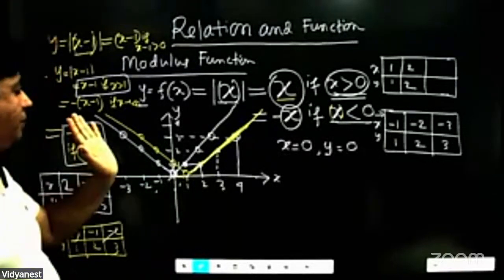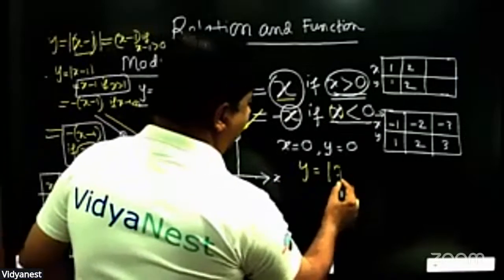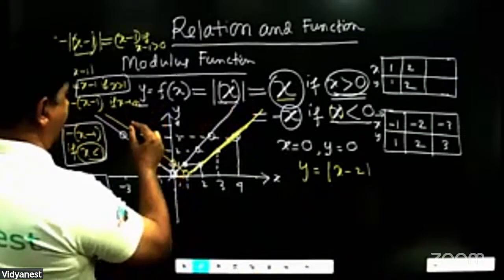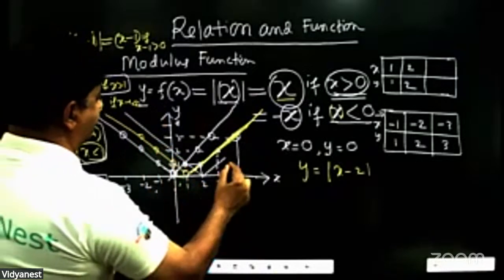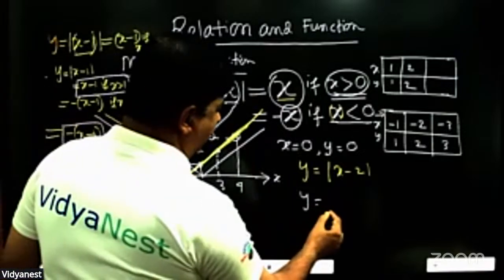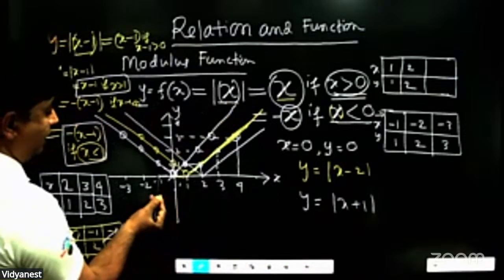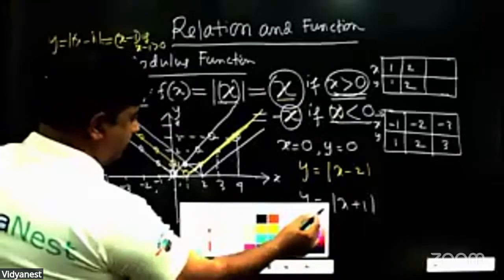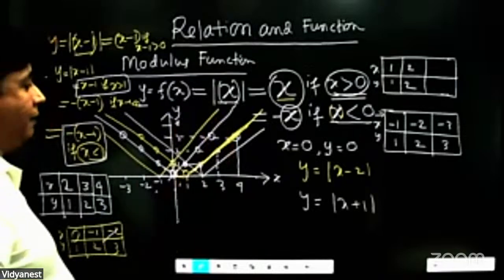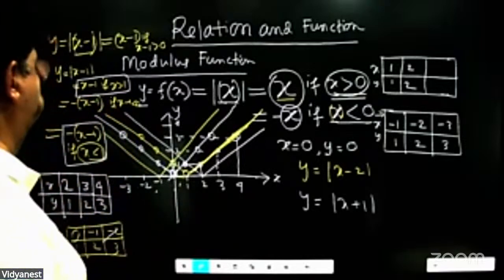So, from here, we have got a rhythm. If I get mod x minus 2, then we have come to know that the V shape will skip 2 units to its right. If you get y is equal to mod x plus 1, then it will skip minus 1 unit to its left. So this mechanism we have understood. Hope you could follow. This is the basics of mod.